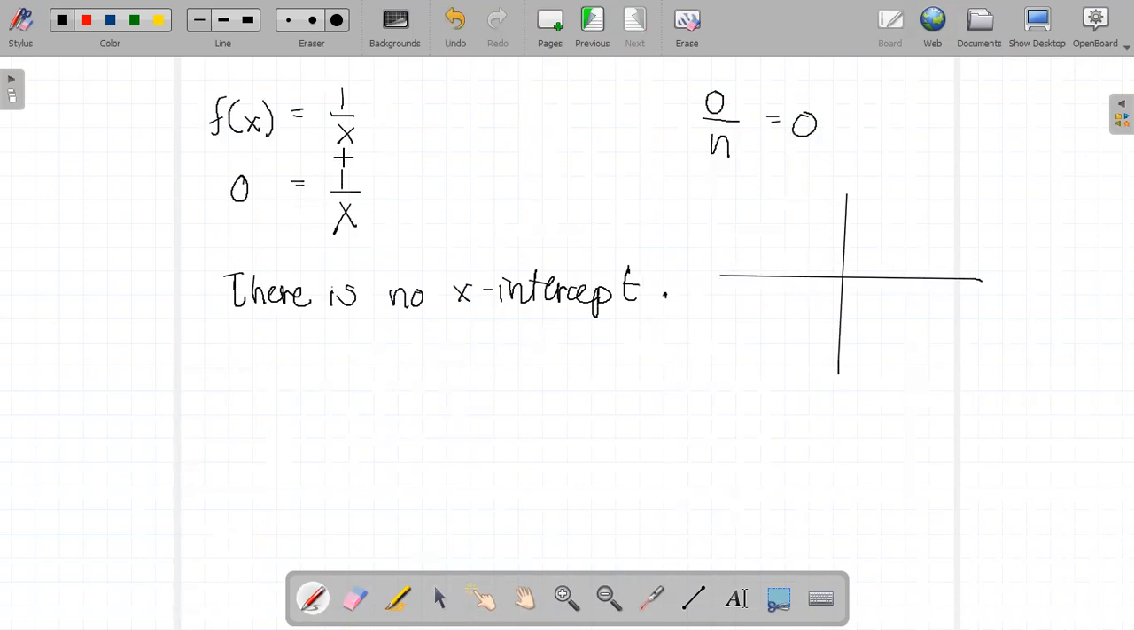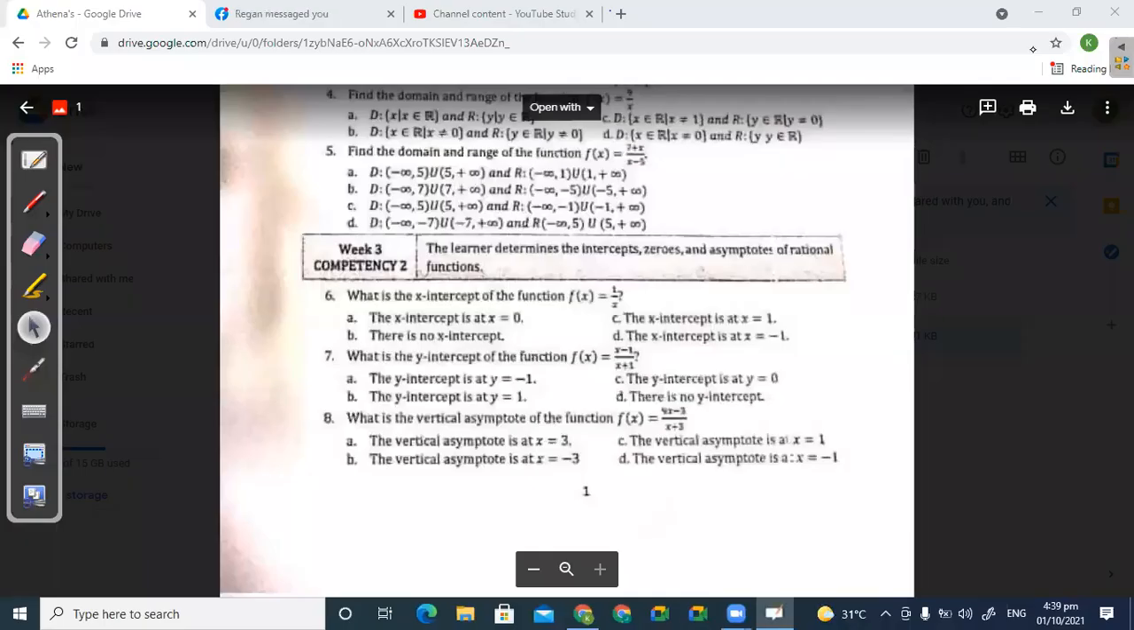Okay? Now, since yung graph mo is 1 over x, actually ganito yung sura niyan. Medyo pangit lang, basta pa ganyan siya. Ito yung x-axis. So, mapapansin mo, walang graph dyan. Kasi ayan yung asymptote niya mismo. Asymptote niya mismo ang x-axis. Okay? Ganun siya. So, there is no x-intercept.